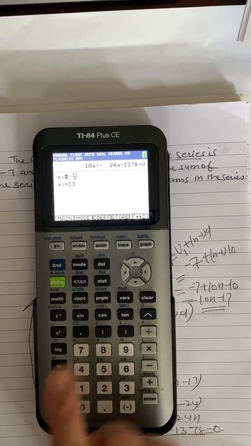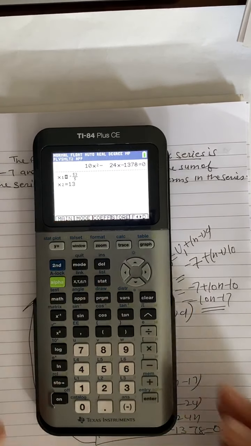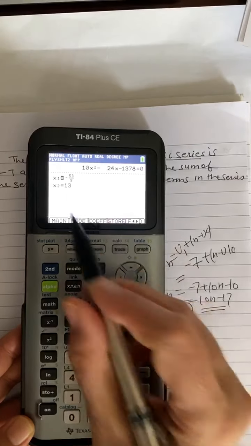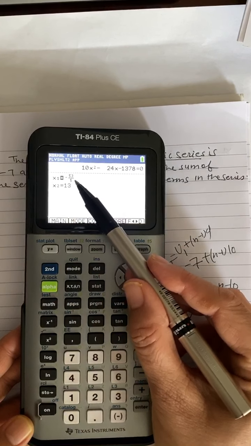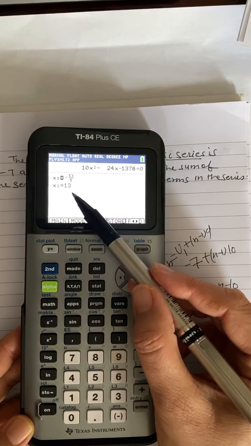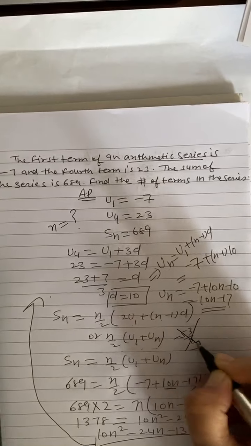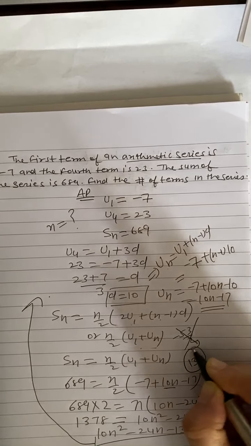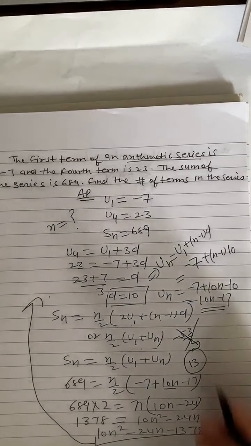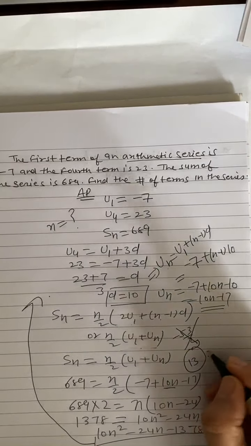And then I can see my x1 is negative 53 over 3, and x2 is 13. We cannot have a number of terms as a fraction or negative, which means the answer for the number of terms is 13. We cannot have negative 53 over 3; that is rejected. So 13 is your final answer. So n is equal to 13.